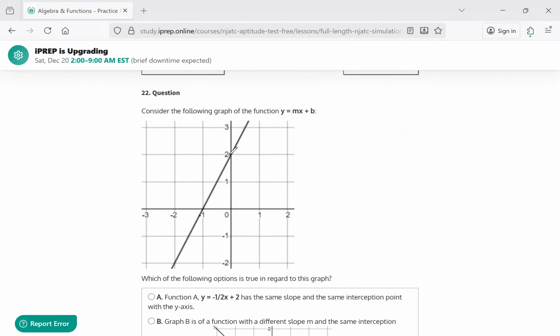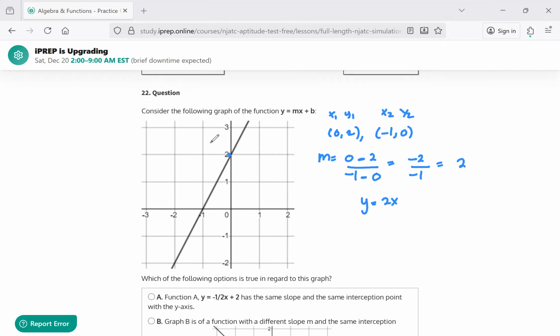Let's pick some points. So we have a point here which is 0, 2, and then we have a point here which is negative 1, 0, right? So what I would do is do x1, y1, x2, y2. I'm going to find my slope. So slope is y2, which is 0, minus my y1, which is 2, over my x2, which is negative 1, minus my x1, which is 0. So 0 minus 2 is negative 2, and then negative 1 minus 0 is negative 1. Negative 2 over negative 1 is positive 2. So my equation is y equals 2x, and my b is 2.